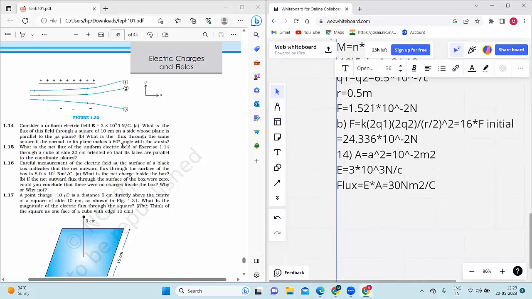In the second case, the angle between the two planes is 60 degrees, and also we know that the flux equal to E bar dot dA equal to E into A into cos theta. Here theta is 60 degrees.